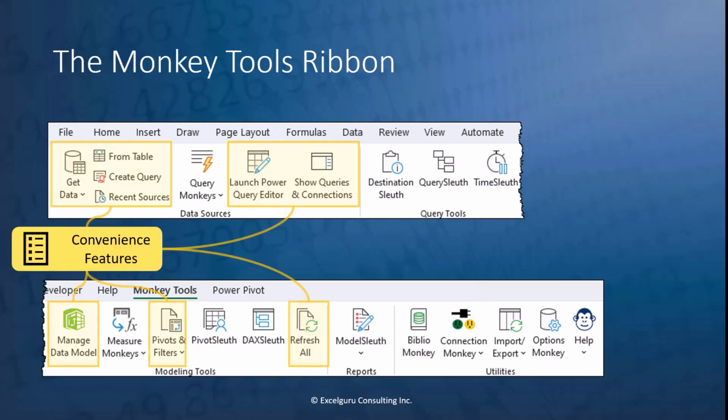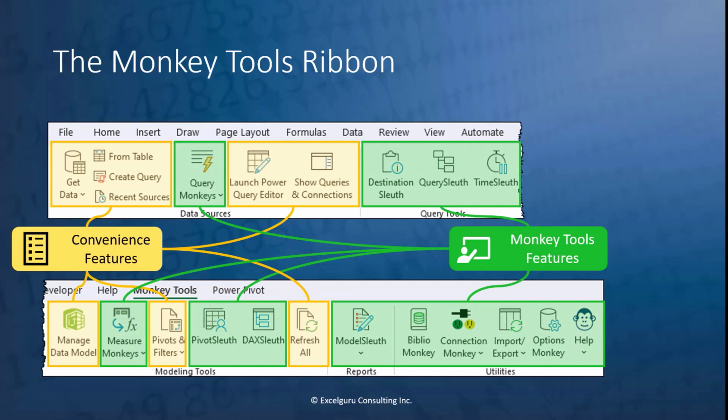The first one are what we call convenience features, and you'll recognize these as buttons that exist elsewhere in Excel that we've put into one central ribbon, which should allow you to stop flipping back and forth between ribbon tabs as you're working through your data modeling journey. The other set of features are Monkey Tools specific features, where we've actually gone and built features that we think are going to help make your life a lot easier.